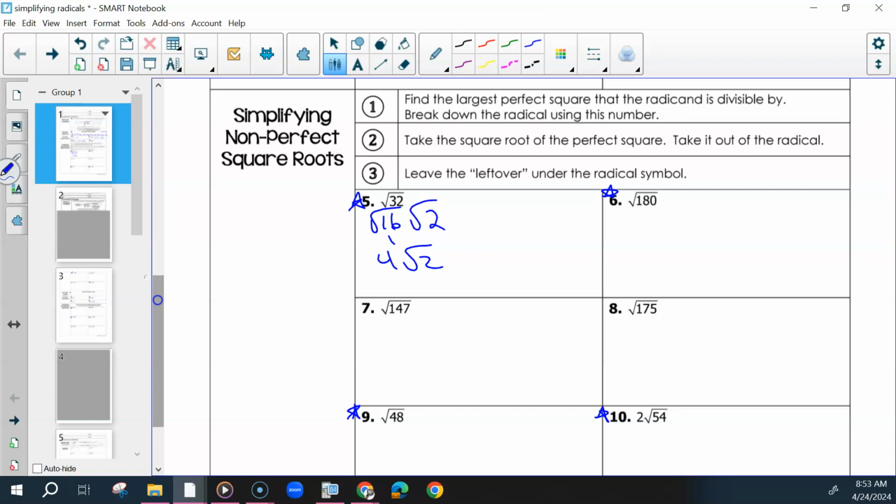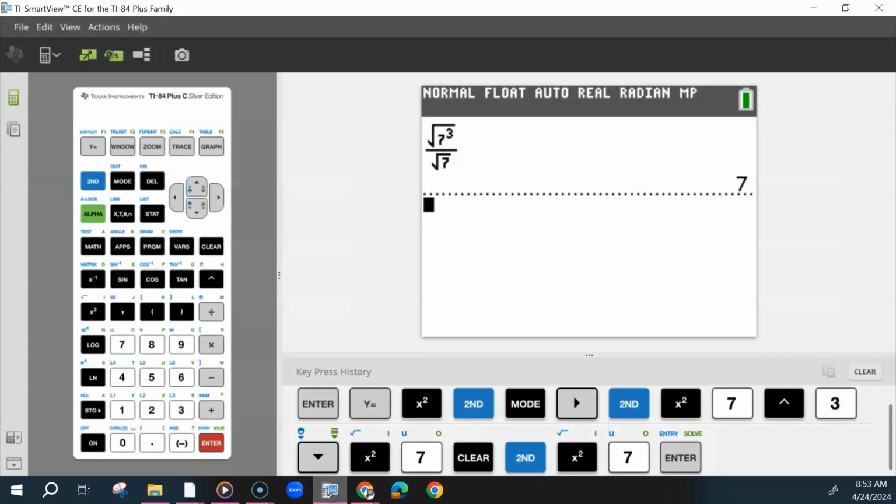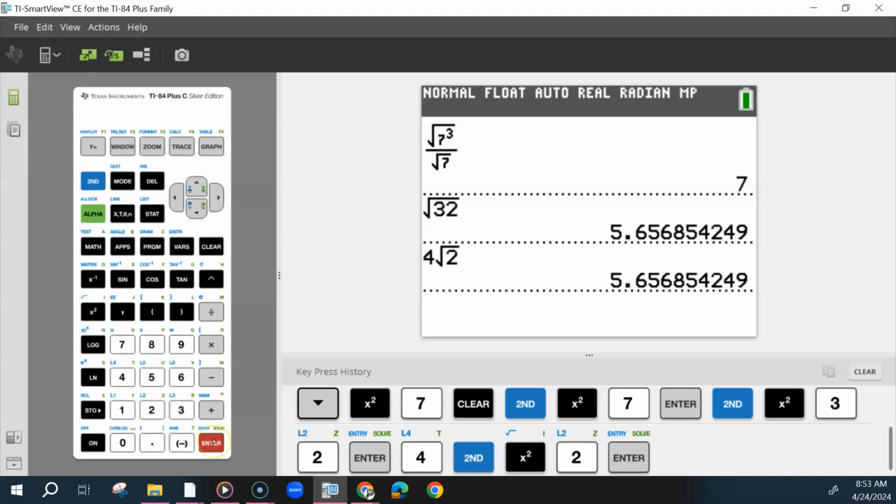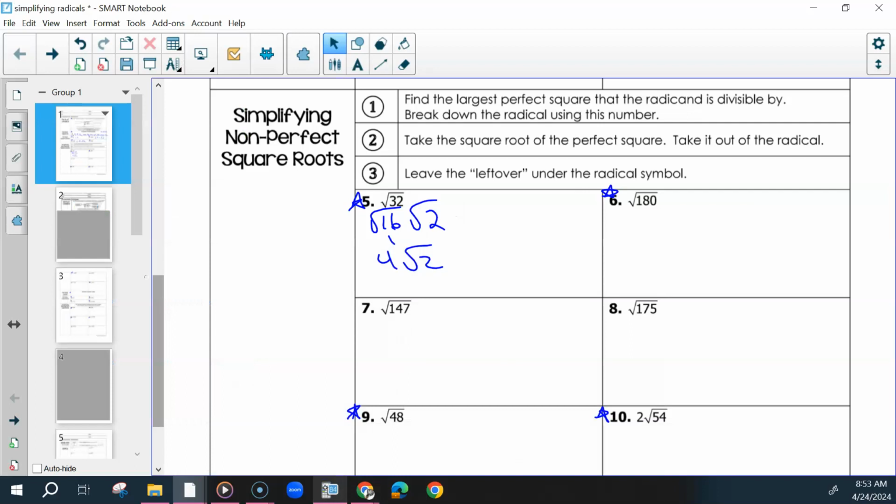With all of these, you can double check this in the calculator. I'll do that really quick. Do the square root of 32, you'll get some decimal, that's fine. And then 4 times the square root of 2, and you get that same decimal. And you would do the same thing in decimals, and as long as the decimals match, you know you did that right. Questions on the perfect square method so far before we do the other method?